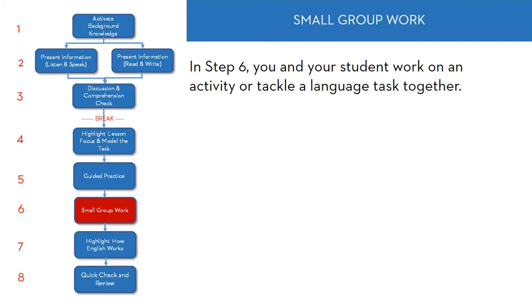Step 6, small group work, is the one step in the lesson flow that will require some planning and adjustment on your part. But if you are willing to act as a partner with your student, you can adapt to many of the English Forward activities. We will show you how to do that a little bit later in the module.